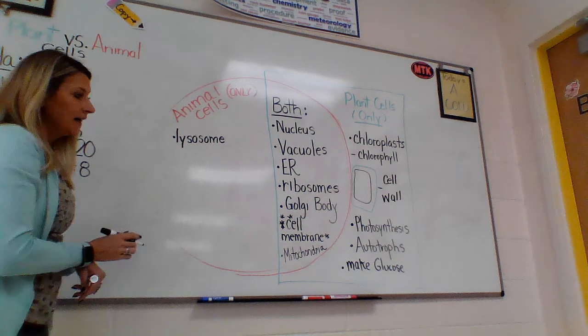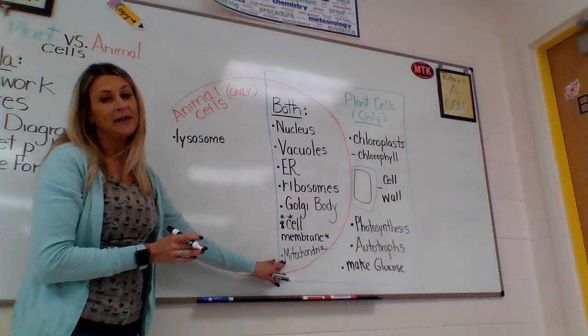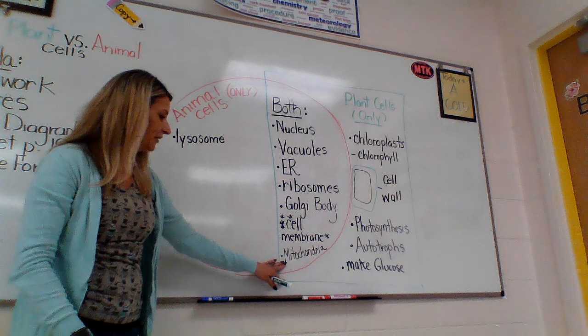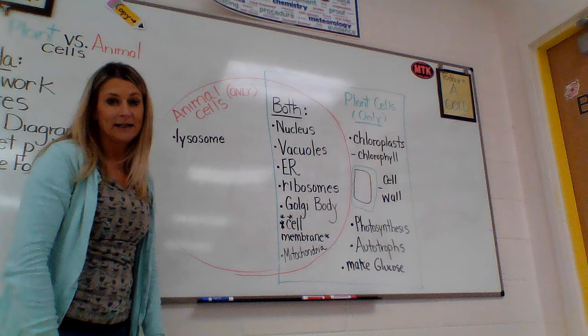Animal cells do not go through photosynthesis, but over here, they both have mitochondria. So remember the process, the cell phone, the cellular respiration for energy. Remember that that happens in both plants and animal cells.